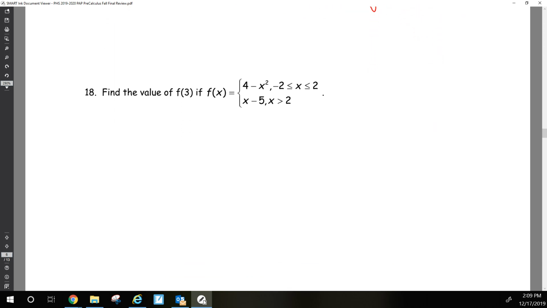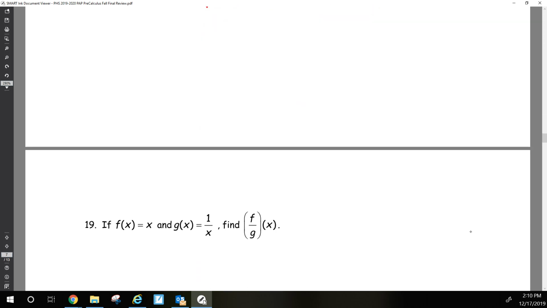All right, find the value of f of 3 if this is my function. For our piecewise functions, first we have to figure out where 3 lives. Is 3 between -2 and 2, or is 3 greater than 2? It's greater than 2. So for f of 3, we're going to plug it into this piece, because that's where the 3 lives in the domain. So I'm going to plug 3 in here. 3 minus 5 would be -2.